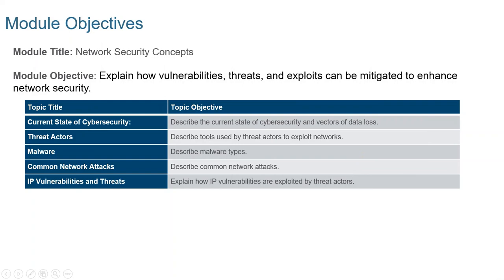For part one of this video lecture, we will be talking about these topics: the current state of cybersecurity, threat actors, malware, common network attacks, and IP vulnerabilities and threats. Now for the module objective: at the end of this video lecture, for part one and part two, you should be able to explain how vulnerabilities, threats, and exploits can be mitigated to enhance network security.